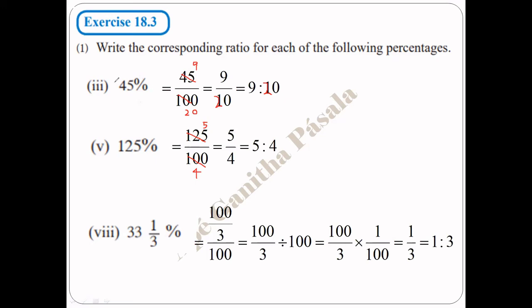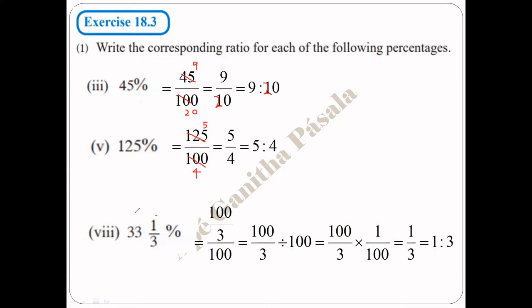So when you are converting a percentage into a ratio, what do you have to do first? Write that as a fraction with denominator 100. After that, simplify that and write the numerator as the left hand side of the ratio, denominator as the right hand side of the ratio.